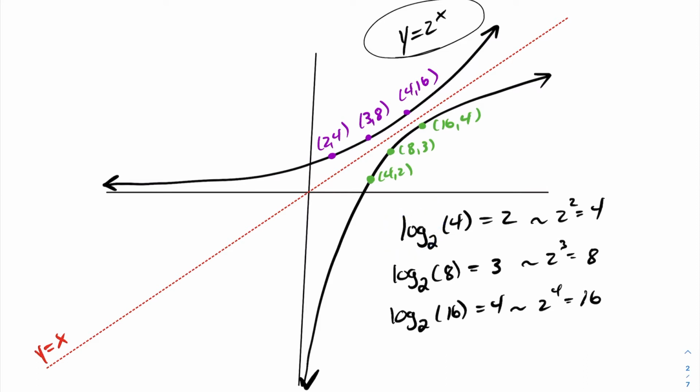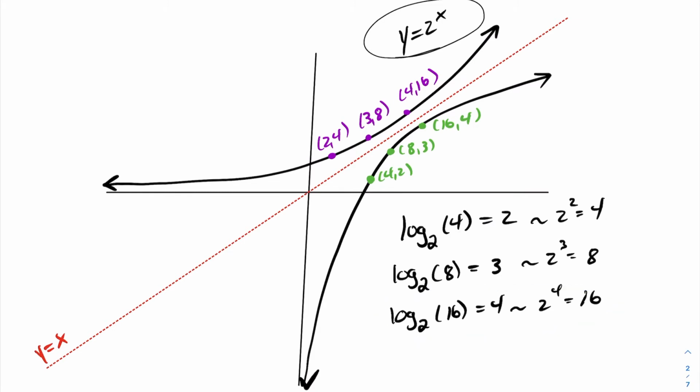So if this were y equals 3 to the power of x, we would then take the log base 3. If this was y equals 10 to the power of x, we would then take log base 10. But the point being here is it outputs the exponent you raise your base to get the input. So in this case, log base 2 of 4 is 2, because 2 squared is 4. Log base 2 of 8 is 3, as 2 cubed is 8, and likewise for the last one.